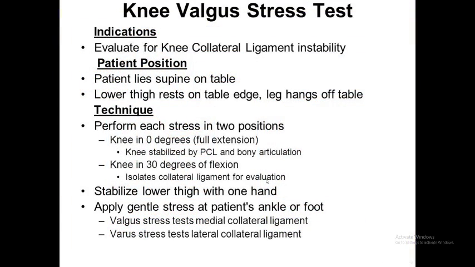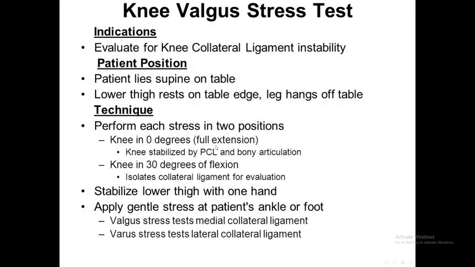For the collateral ligaments, we have the knee valgus stress test and the knee varus stress test. In this test, the patient lies supine on the table, the lower thigh rests on the table edge, and the legs hang off the table. There are two positions to assess the collateral ligaments: either with the knee completely extended, 0 degrees, full extension, or with the knee in 30 degrees of flexion.